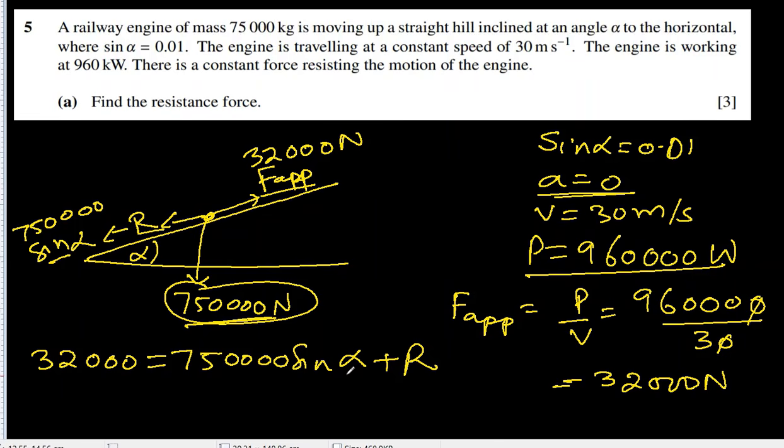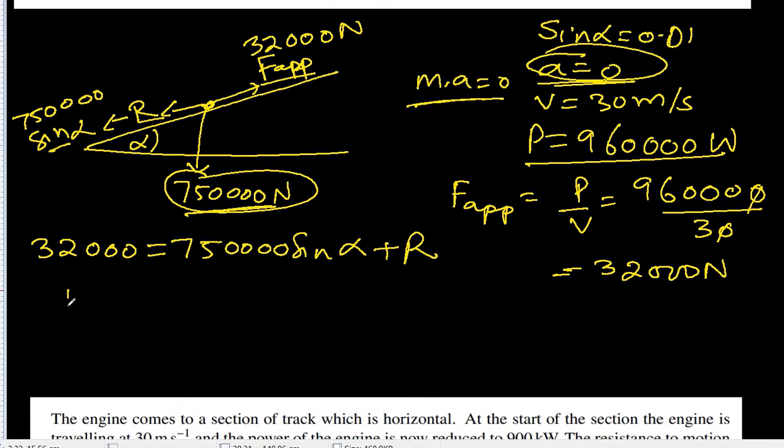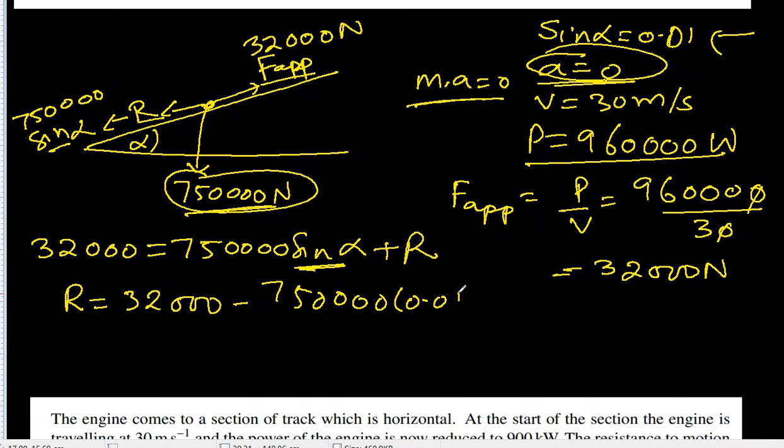The key idea behind this is acceleration is 0. So ma will be 0, F net is 0, right? And because F net is 0, the force upwards and downwards are both equal. So let's find R now. R is 32,000 minus 750,000, and we can write the value of sin alpha, which is given to us, 0.01, and by using our calculator, my calculator gives me 24,500 newtons is the resistance force.